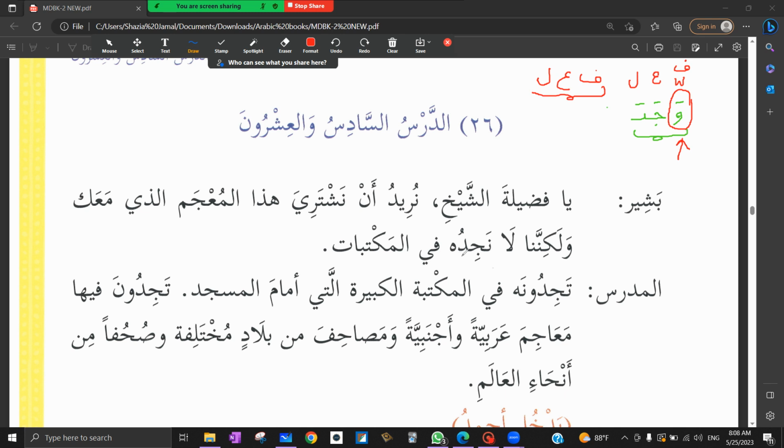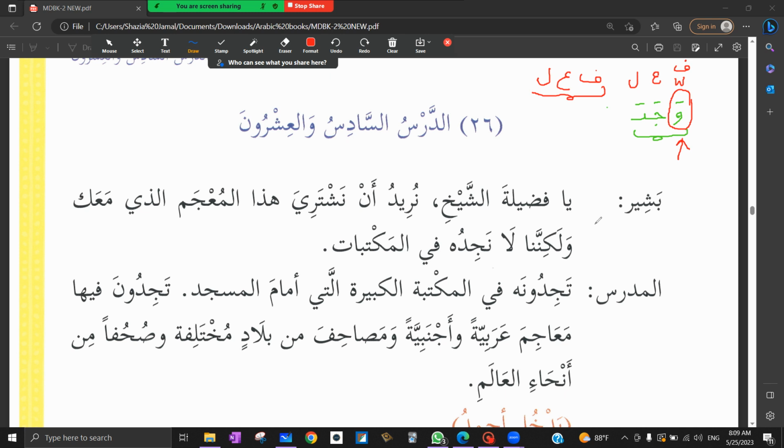So let's get started with the lesson first. Here you see Bashir. Bashir is a student, and this is a conversation going on between the student and the teacher. Know how you say the 26th lesson in Arabic: ad-darsu sadis wal ishrun. Ishrun means 20. Sadis is like the ordinal numbers we say, sixth, fifth, fourth, third. So this is sadis, the 26th lesson.